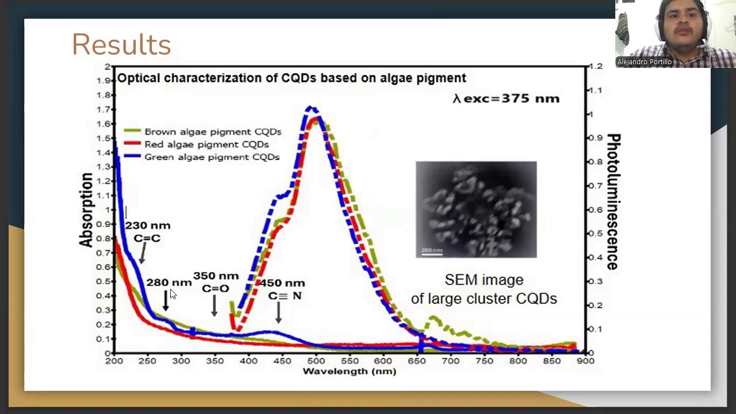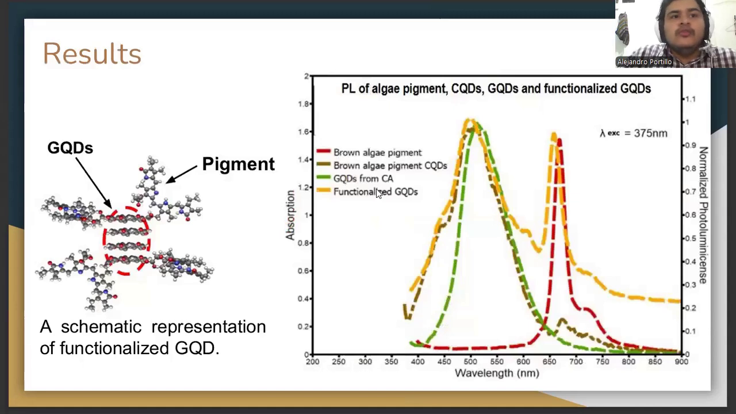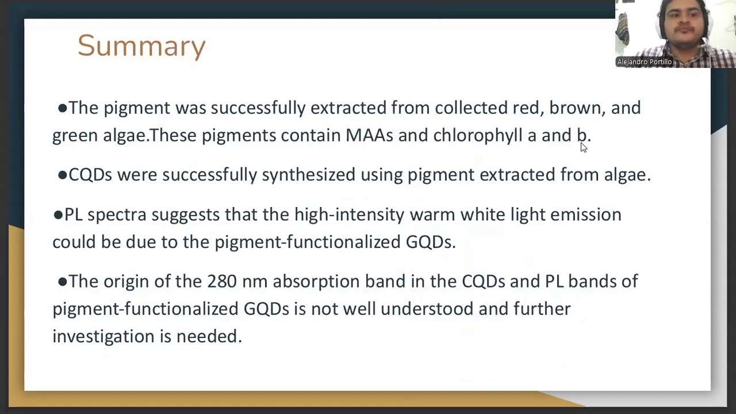For the CQDs, the photoluminescence spectra show a cold white-like emission centered around 500 nanometers. We also attempted to functionalize GQDs using algae-extracted pigments. The PL spectra show a broad emission band centered around 500 nanometers and a narrower band around 660 nanometers. This fact is likely a consequence of the functionalization of the GQDs.